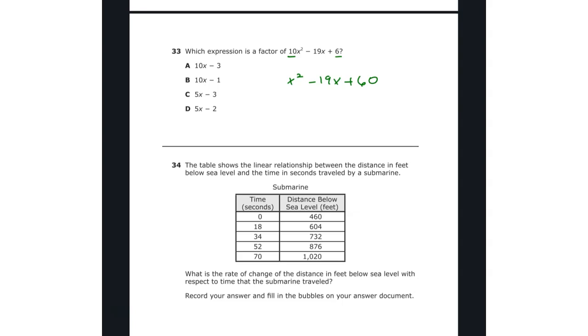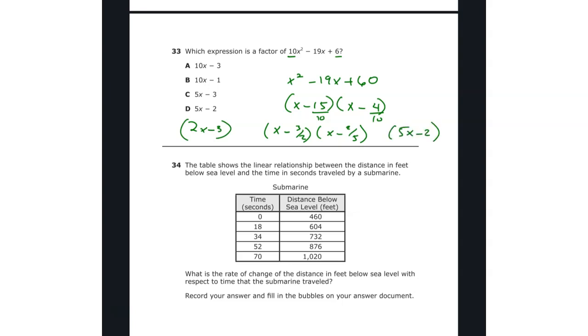So we're going to go ahead and solve this. This is going to give us (x minus 15)(x minus 4). Now we're going to divide these by 10 and these by 10. So we're going to end up with x minus 3 over 2, and then we have x minus 2 over 5. So this is going to be 2x minus 3 here. This is 5x minus 2. So let's see which one we have. 5x minus 2 right here.